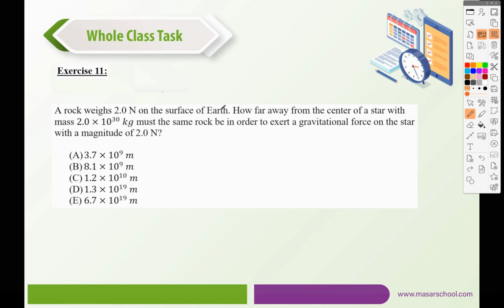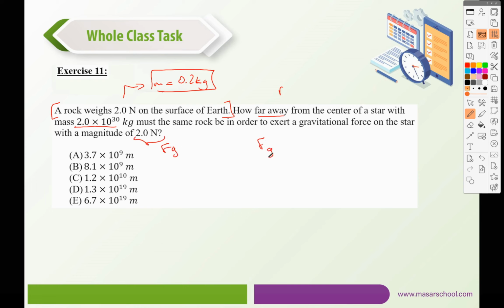Now a rock weighs 2 newtons on the surface of Earth. This is important. We can directly know that the mass is 0.2 kilograms because on the surface of Earth g is 10. How far away from the center of the star must the rock be in order to exert the gravitational force? So we need to find the radius. We know the mass of the star, which is the central mass. We know that Fg is given by 2 newtons.